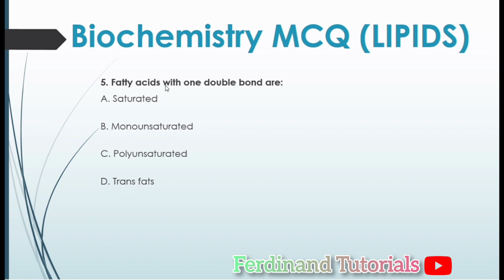Number 5, fatty acids with one double bond are called A. Saturated. It can never be saturated again because those with no double bond are called saturated. Now, those with one double bond are called monounsaturated, polyunsaturated, or trans fat. It is what? Monounsaturated. One bond is what?